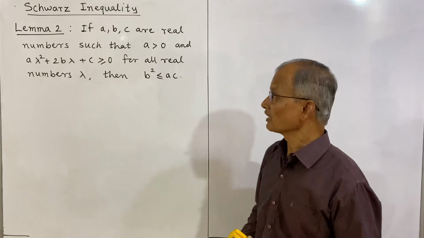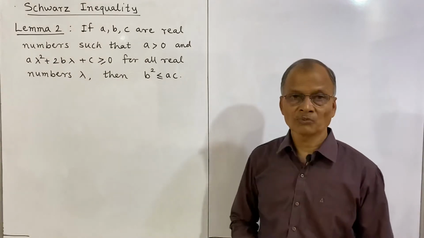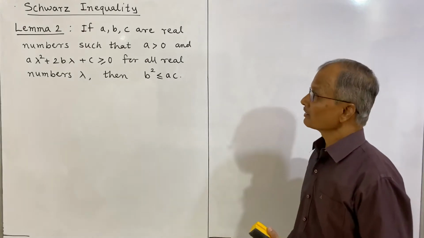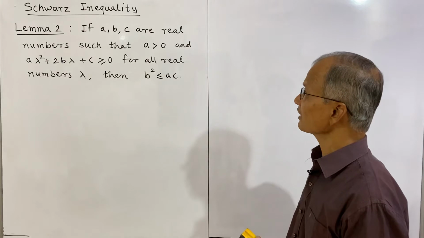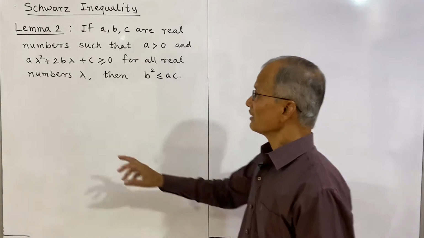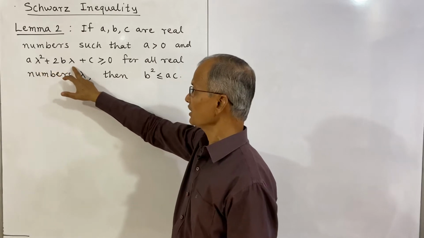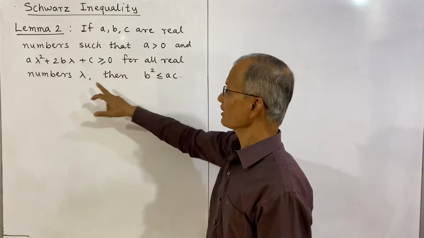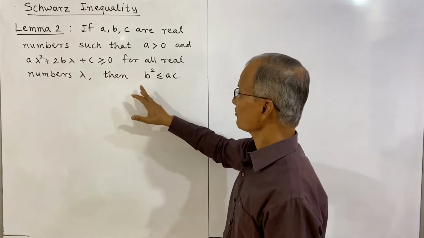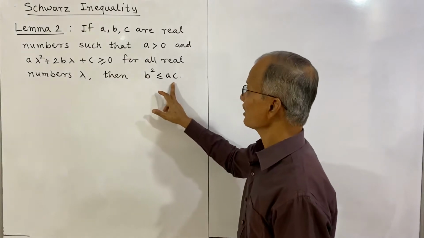I have written it as lemma number 2 because we are going to use this lemma to prove the Schwarz inequality. Lemma 2 is: if A, B, C are real numbers such that A is greater than 0 and the quadratic expression A lambda square plus 2B lambda plus C is greater than or equal to 0 for all real numbers lambda, then we have the relation B square is less than or equal to AC.